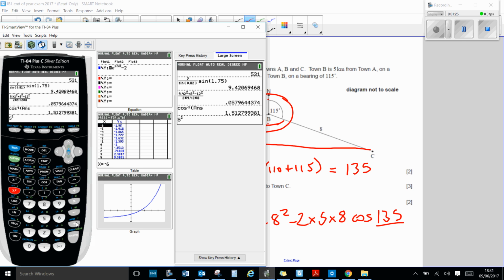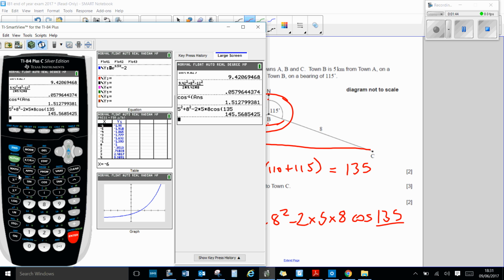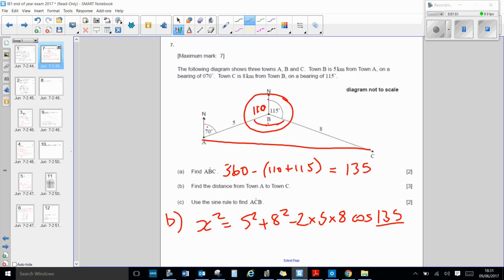5 squared plus 8 squared, take away 2 multiplied by 5 multiplied by 8 cos of 135, and then we square root that answer. Is 12.1 to 3 significant figures. And these are in kilometers.